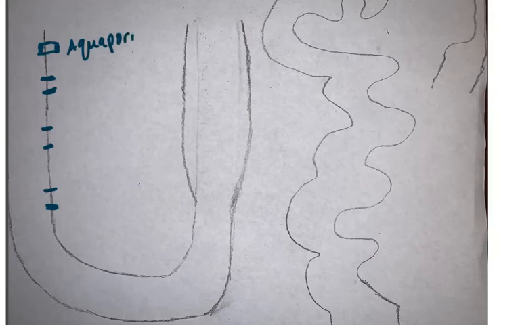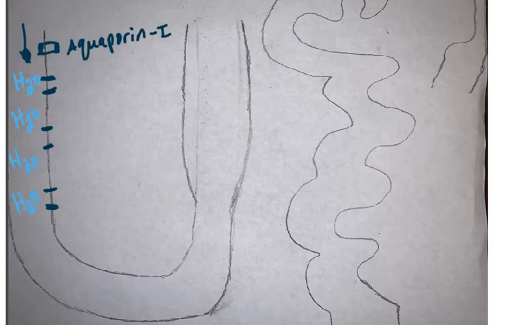In the descending loop of Henle, we have a bunch of water channels called aquaporins. So we'll have aquaporins here, and here, and here. Let's draw it quick like that. These in particular are aquaporin type 1 channels. Here there's going to be a lot of water flowing, so the descending loop of Henle is permeable to water.